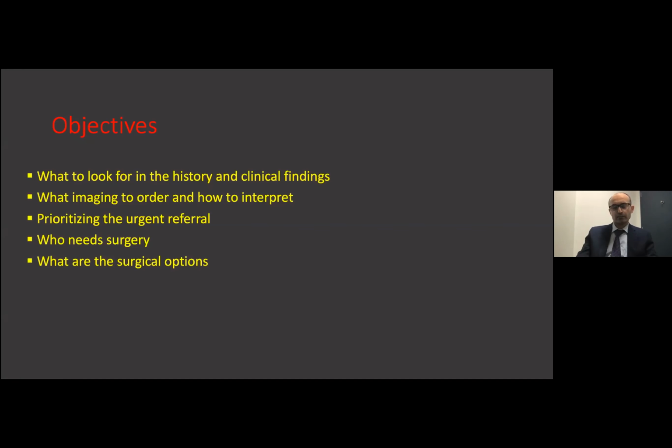I'll also talk about back pain in the pediatric population, but that will be an entirely different topic. I'll just touch base and go through it very quickly if you have time at the end.